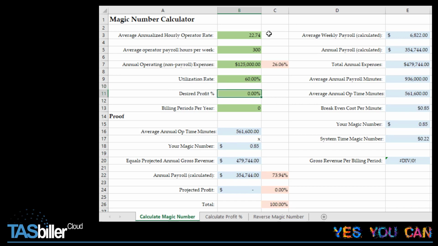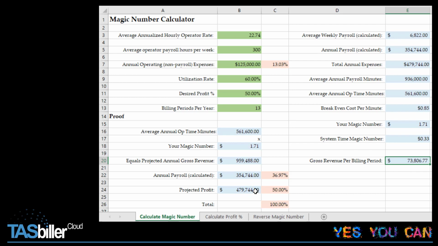I run a 60% utilization, at least that's my goal, and we generally achieve that. My desired profit is 50%, and we're on 28-day billing, so I've got 13 billing periods per year. Now, these are my real numbers, and if I look at this, I'm seeing that on a billing period basis, I'm billing about $74,000, which is about right.